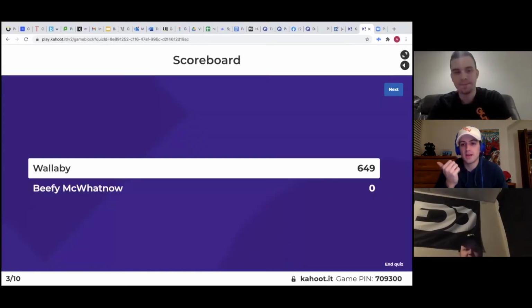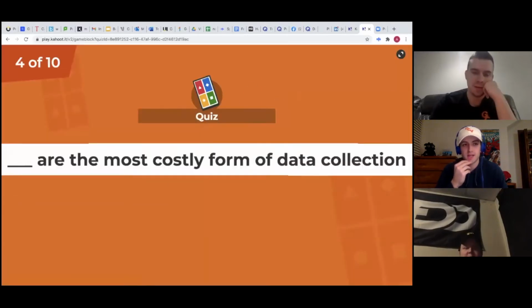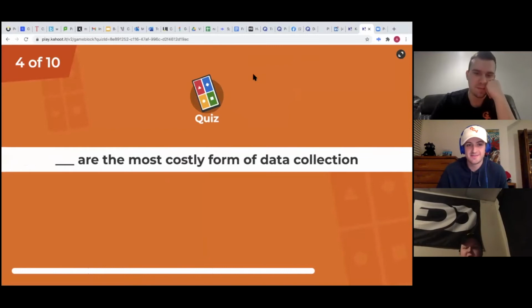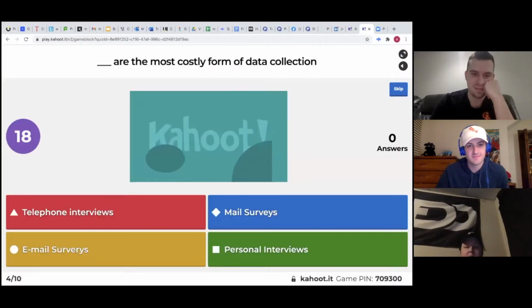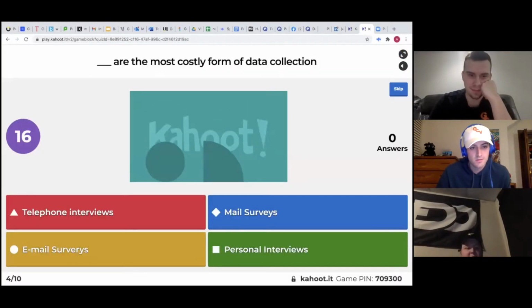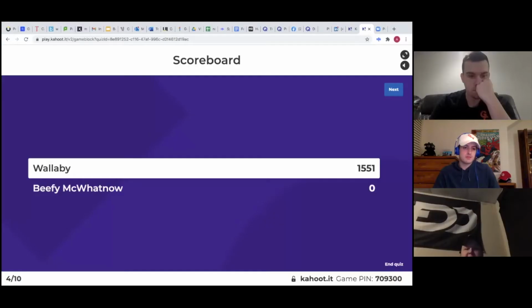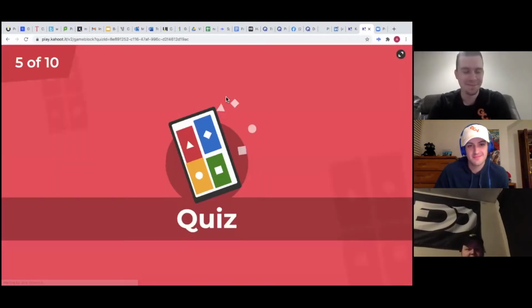So that's one of the first things they teach you in marketing for this class. The only reason I knew or had a sense of that one is because I took a sociology class and we talked about methods of gathering information like that. Blank are the most costly form of data collection. I think this might be a pretty easy one, I feel like. I was wrong. Luke's got a chance.